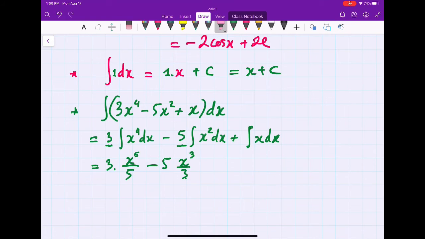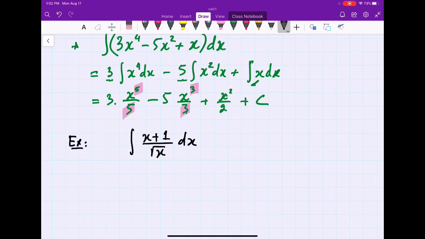You see, these two numbers are always the same. They should be the same all the time, right? And then from the last one I get x squared over 2 plus a constant. If you want, you can simplify this, but that is not a big deal. Okay.